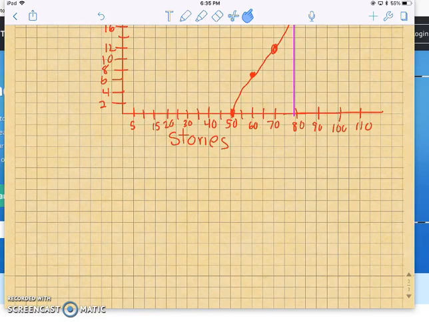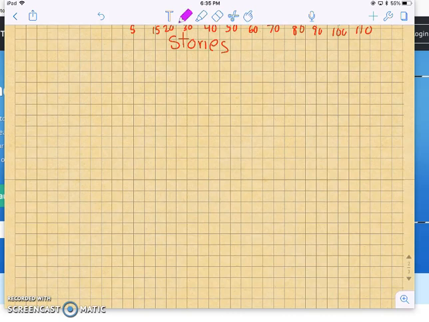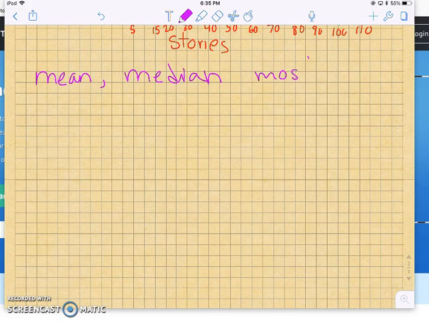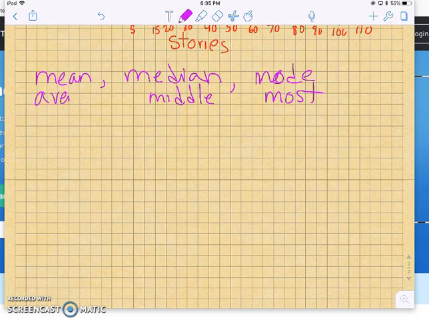So let's see, what other stats terms do you guys remember? So we have mean, median, and mode. So hopefully you guys remember the median is the middle number when you order them. Whoops, and I already said the mean. Mean is the most often. No, excuse me, mode is the most often. Mean being that average.